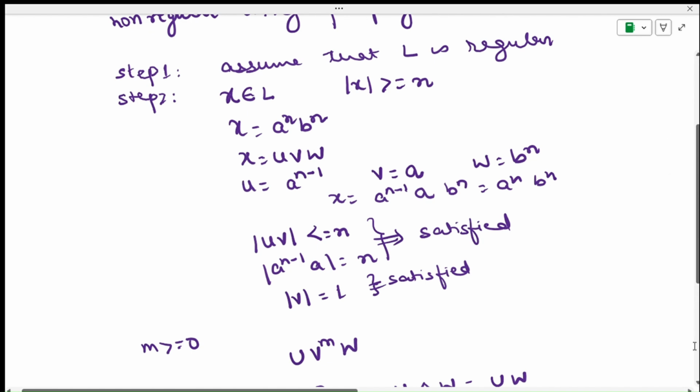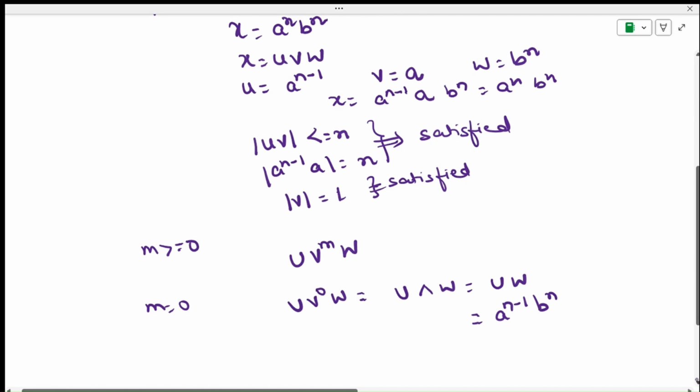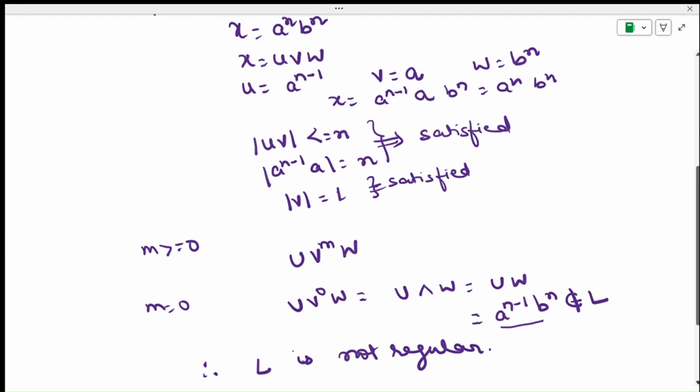So we can clearly see that this resulting string has a number of a's not equal to the number of b's. Therefore this is not in the language. So we have concluded with a contradiction, as we assumed earlier that L is regular, but the resulting string we are getting here is not in the language L. So this leads to a contradiction. Therefore we say that L is not regular. We have proved using the pumping lemma that L is not regular.